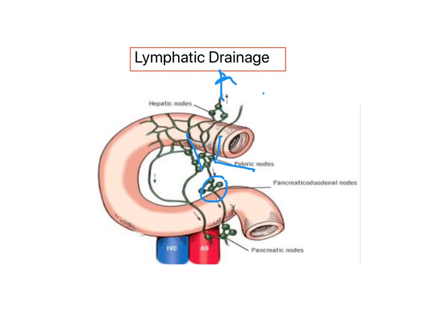If you see the nerve supply, it is the same as for the stomach. Sympathetic nerves from the thoracic 9th and 10th spinal segments and parasympathetic nerves from the vagus pass through the celiac plexus and reach the duodenum along its arteries. This is the nerve supply to the duodenum.